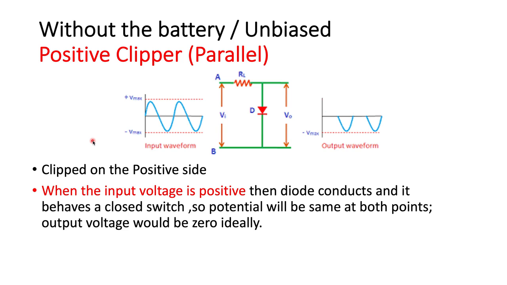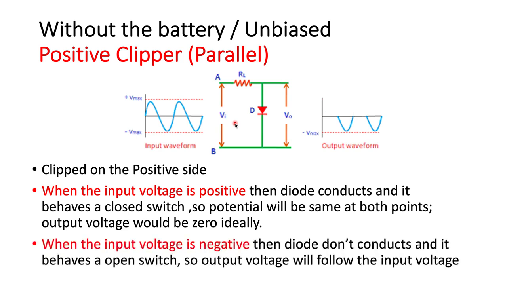So when the input voltage is positive, the diode conducts and behaves as a closed circuit. So potential will be the same at both points. Output voltage will be zero ideally. Here ideally means if we take this diode as an ideal diode. When the input voltage is negative, the diode doesn't conduct and behaves as an open switch. So output voltage will follow the input voltage. This is without the battery, positive clipper and parallel.